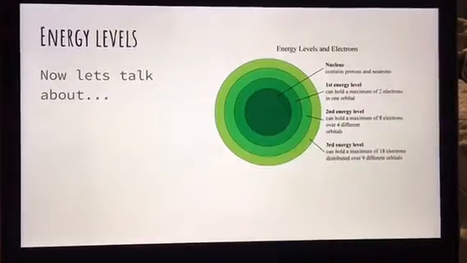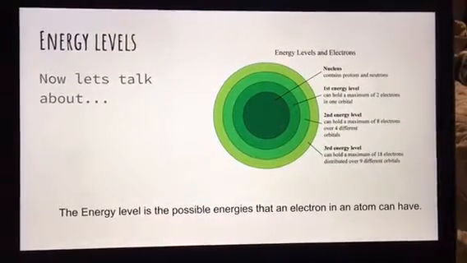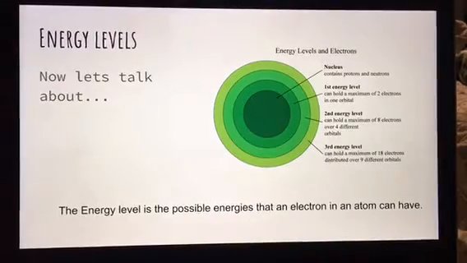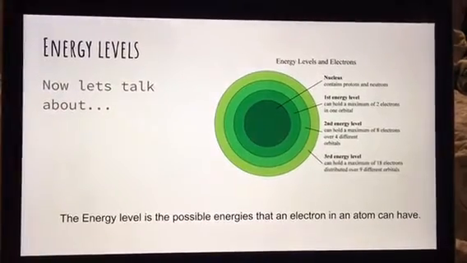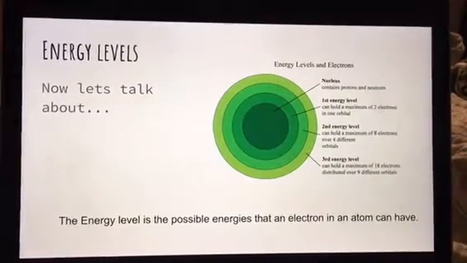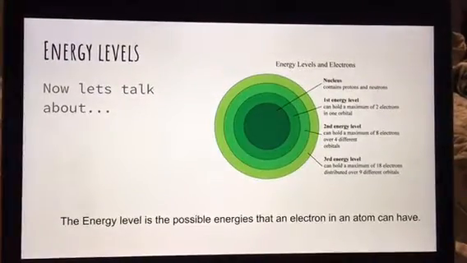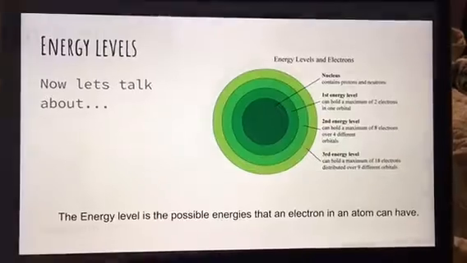Now let's talk about energy levels. The energy level is the possible energies that an electron in an atom can have. In an atom, the nucleus is the center, followed by the first energy level, the second energy level, the third energy level, and so on.